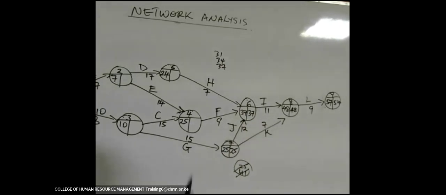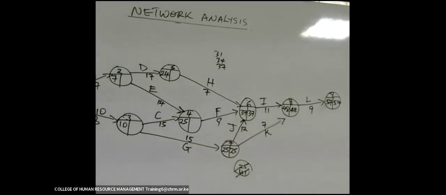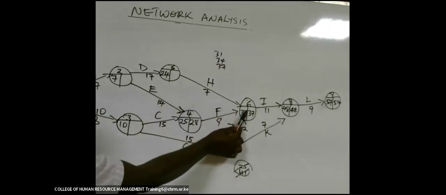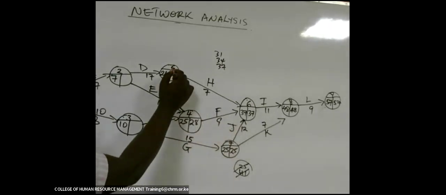Good. Coming here, it is only 1 arrow of F that comes back here. I will take 37 minus 9, which is 28. Put there 28. Coming back here from here, it is 1 arrow, that is the arrow of H. 37 minus 7, it is 30.